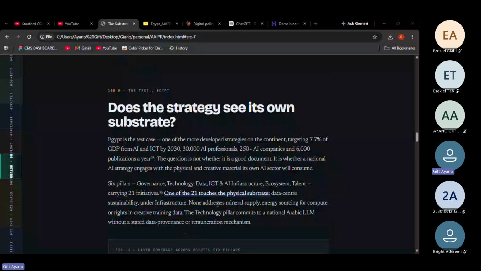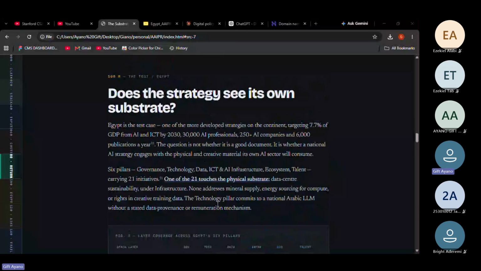So does the strategy see this substrate? Basically, that was the first pick. Using Egypt as the case study now, it has developed a strategy that is sort of balanced, okay. It targets 7.7% of the GDP from AI and ICT by 2030, and 30,000 AI professionals and 250 plus AI companies. All these are references from the strategy of Egypt.